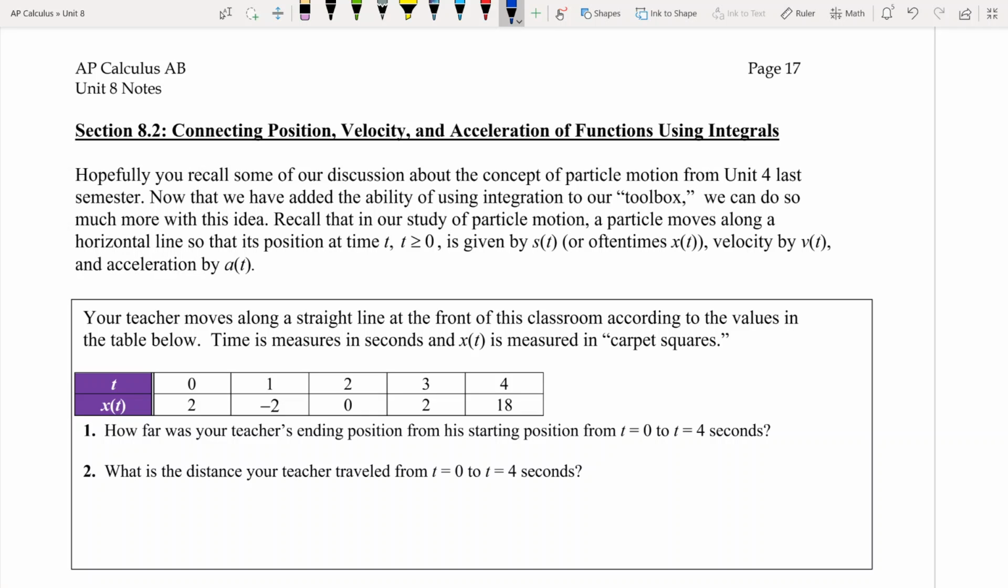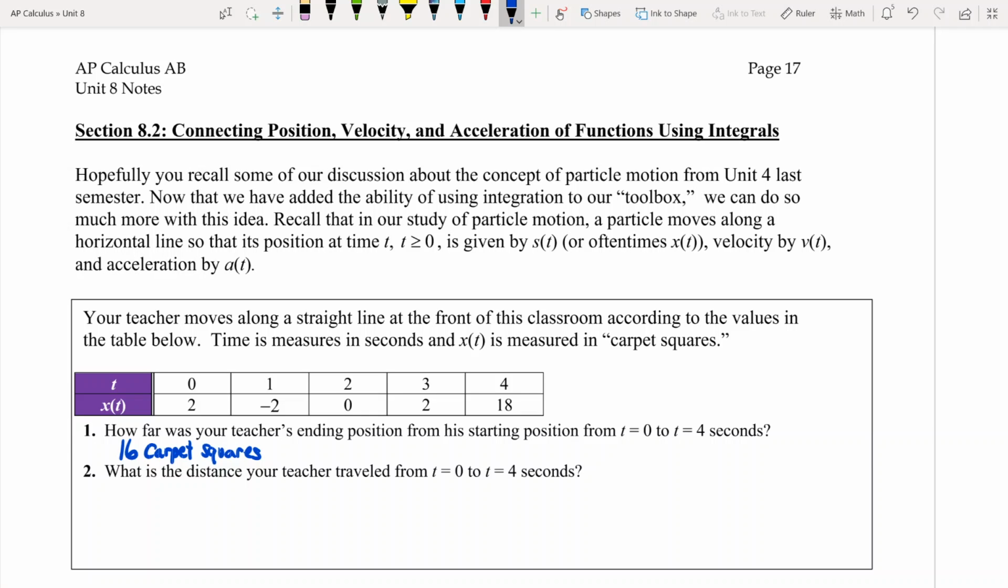So if I'm just looking at how far my ending position was away from the starting position, I would just do 18 minus 2, which would be 16 carpet squares. 16 carpet squares. We call that the displacement. How far away were we from our original point?